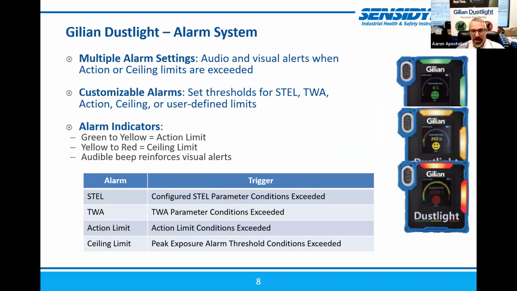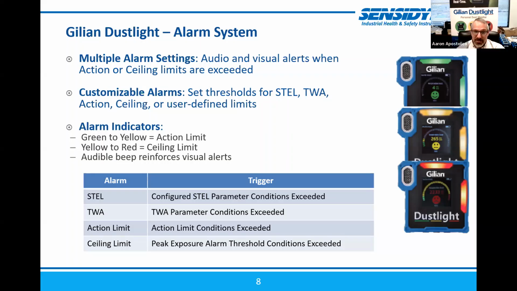So I wanted to talk a little bit about the Gilian Dustlight alarm system. As I mentioned just a minute ago, there's multiple alarm settings. Both audio and visual alerts will occur when those limits are exceeded. There are customizable alarms that allow you to set the thresholds for both your STEL and your TWA.